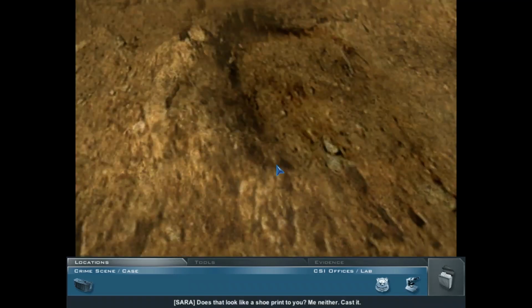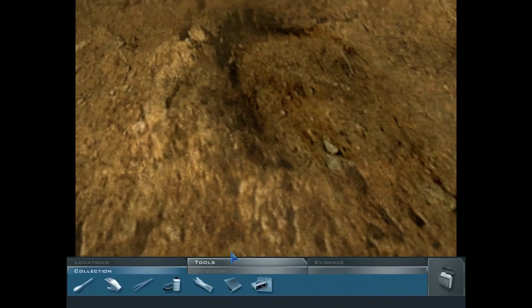Does that look like a shoe print to you? Me neither. Cast it. Maybe Gray can give us a lab rat's eye view that'll tell us what the heck it is.